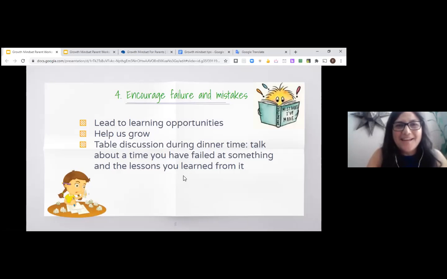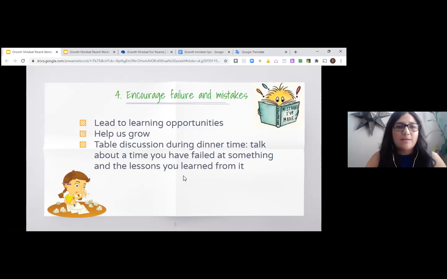Our fourth strategy is encourage failure and mistakes. Talk about it, because if we don't talk about mistakes and failures, it's like a taboo subject that no one talks about, but it's happening, right? It's like the elephant in the room. So we want to make sure that we are talking about it, because it makes it less scary for children and for adults to make mistakes, because we're all making them. And talk about how it helps us grow and it helps us learn new things.